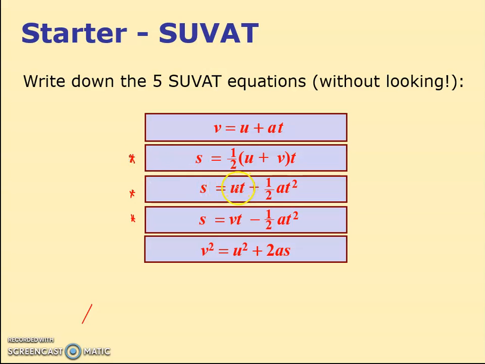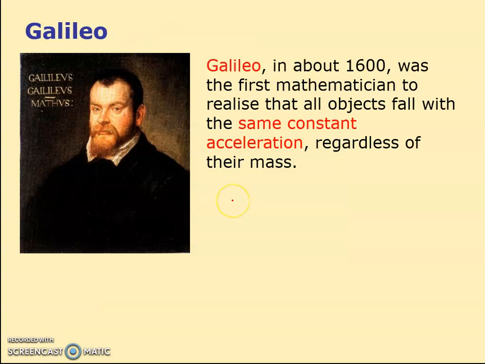And the last one, v squared equals u squared plus 2as. And again, we've got two that start with v. The advantage is, of course, that each one has its merits depending on which letters you know or don't know.